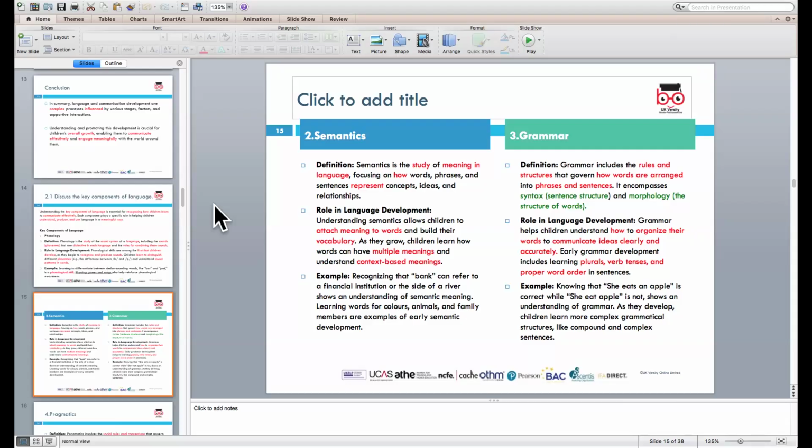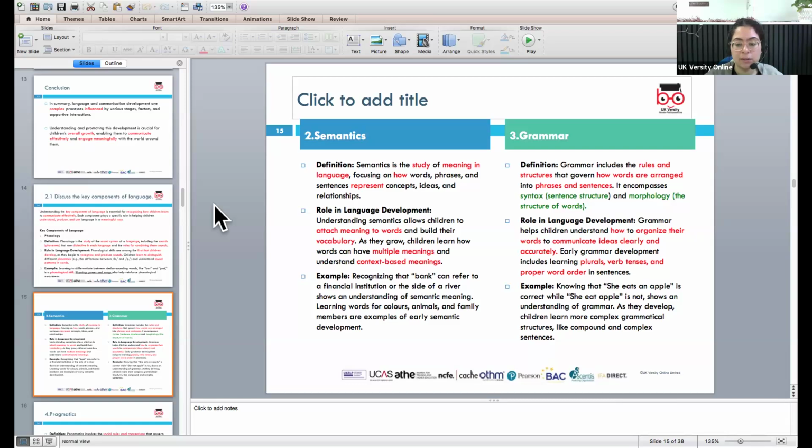Now grammar. Grammar includes the rules and structures that govern how words are arranged into phrases and sentences. Okay, so it encompasses syntax, which is sentence structure, and morphology, which is the structure of words. So morphology is how you structure the words, and syntax is how you structure the sentences to form paragraphs.